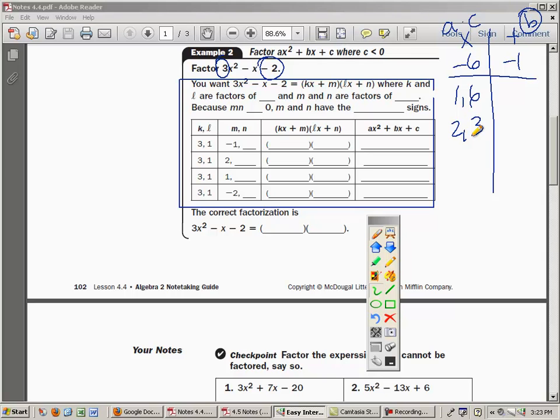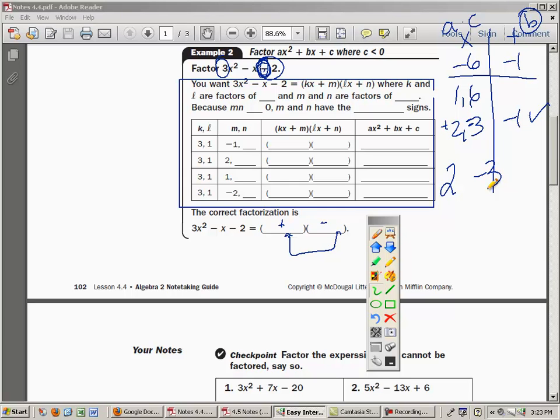Now, going back to our discussion from yesterday, since this last term is a negative, what does that tell me about my signs in my two parentheses? Well, it tells me that I've got to have one of each, because when I do the lasts, whatever these two terms are, I have to have a positive times a negative to get negative 2. So I know I've got one of each. The question is, which one gets what? Some of you guys have already figured this out. It's got to be positive 2 and negative 3, because positive 2 plus negative 3 becomes negative 1. So that's my pair. So I have 2 and negative 3 as my two numbers.